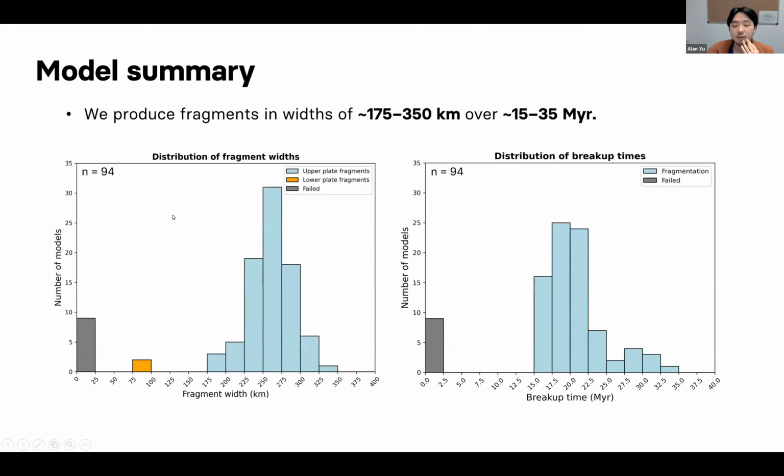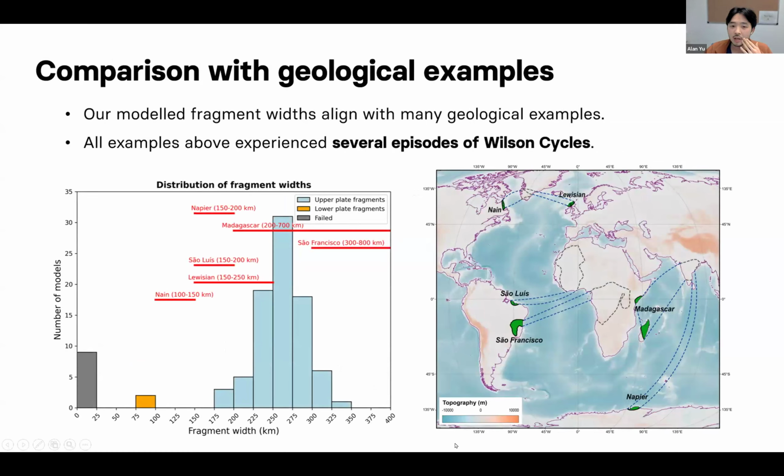In summary, we produce fragments in widths of 175 to about 350 kilometers over the time of 15 to 35 million years. We then compare our model results with the previous geological examples, and you can see that many of these examples fall within the range of our model results. And on top of that, they also have a tectonic history with multiple episodes of Wilson cycles governed by subduction, collision, and intraplate deformation.